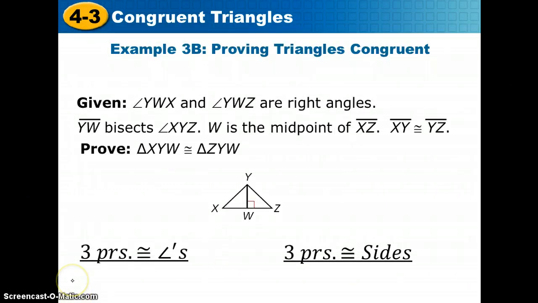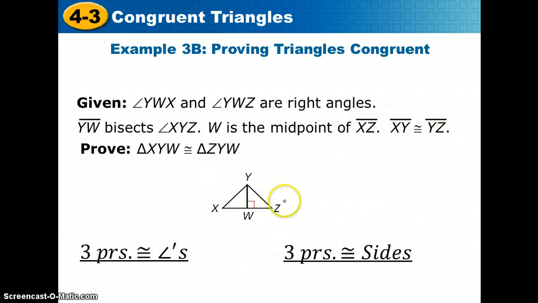All right, in our last example in this proof, once again we are trying to prove that these two triangles, the one on the left, one on the right, are congruent. Here's what you're given. YWX and YWZ are right angles. We're given that YW bisects XYZ. That's an angle bisector, so we'll have congruent angles there. And W is the midpoint of XZ, so we'll have congruent segments there. You're also given that XY is congruent to YZ.